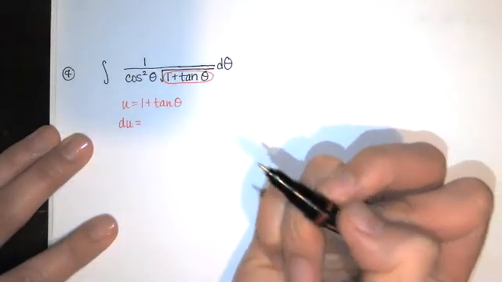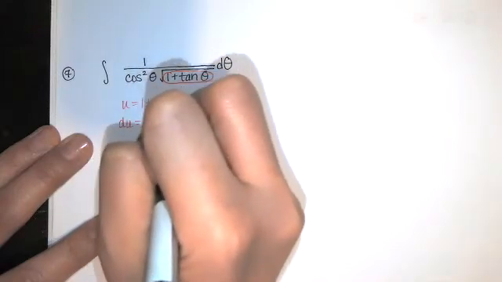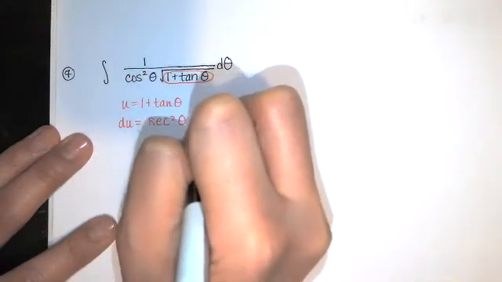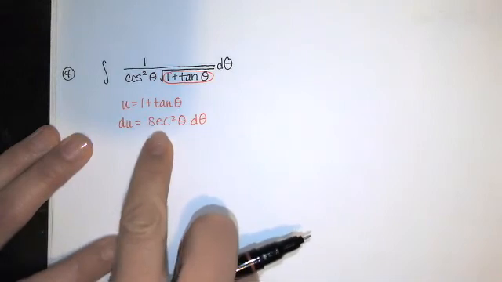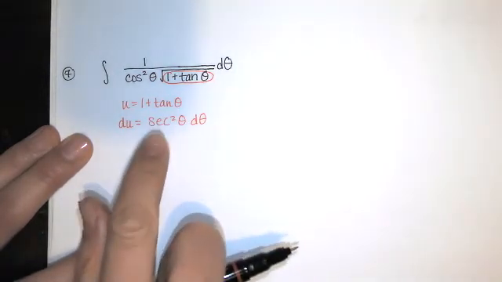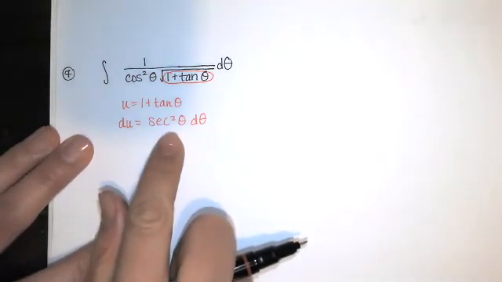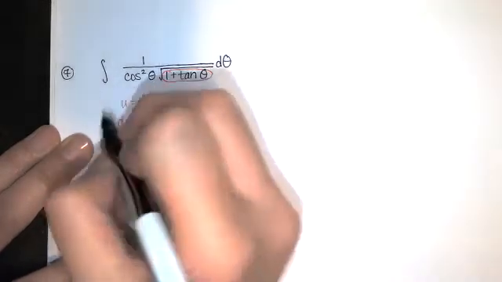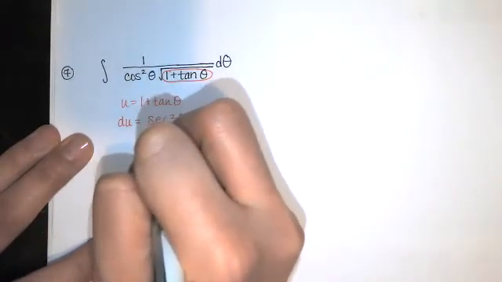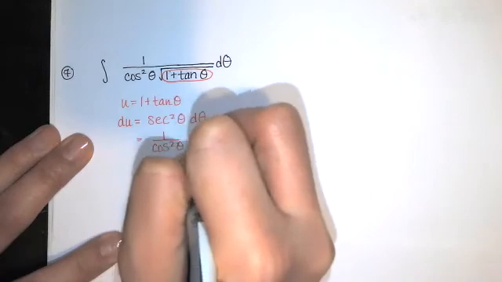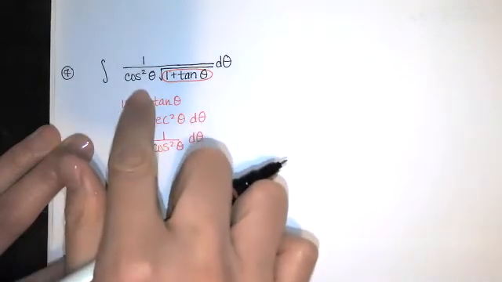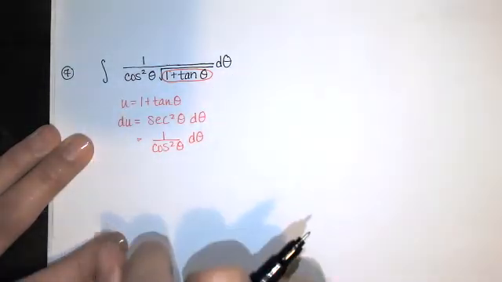Now the derivative of tangent of theta is secant squared theta d theta. Now you might think that this is not there, but remember what secant squared is. Secant squared is actually 1 over cosine squared. And there's a 1 over cosine squared d theta right there.